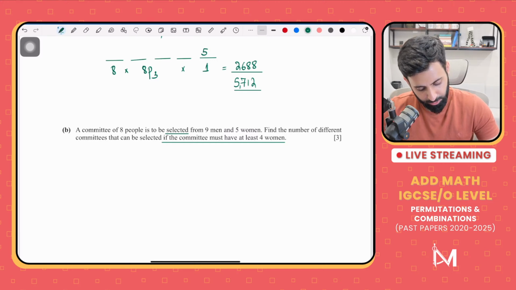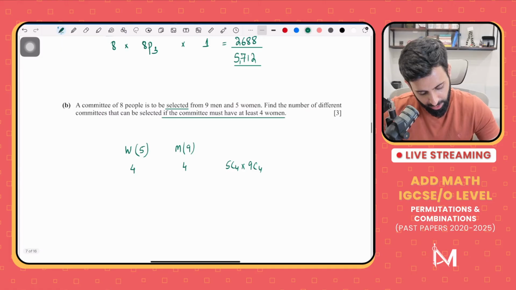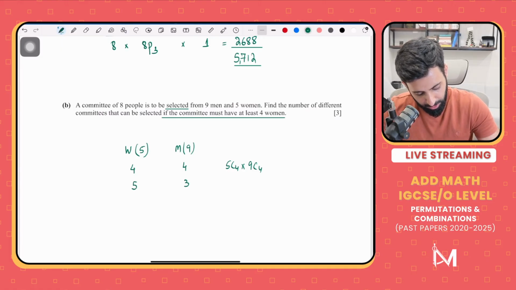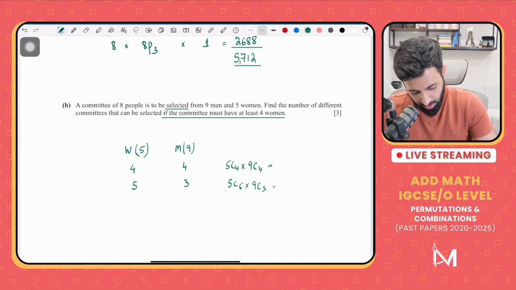If the committee must have at least 4 women. Alright, so we have 5 women to choose from, and we have 9 men to choose from. So we could have 4 women, and we have to make a committee of 8, so we've got to have 4 men, so that would be 5C4 into 9C4. We could have 5 women, that means we've got to have 3 men, so that would be 5C5 into 9C3. Now we can't increase the number of women because we only have 5 women to choose from. So 5C4 into 9C4 is equal to 630. And then we have 9C3, which is equal to 84.